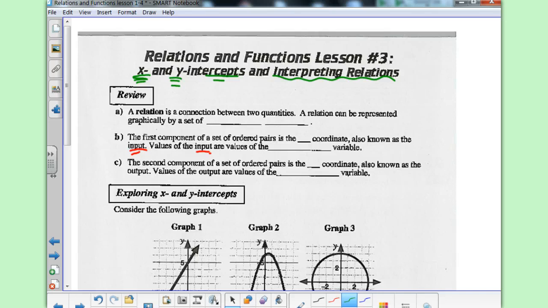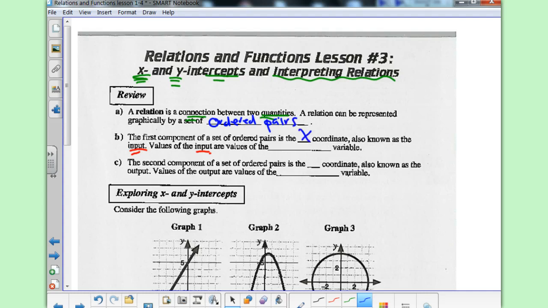Reminder from the last one that a relation is a connection between two quantities. Height versus time, distance versus time, speed versus time. All those are relationships. A relationship can be represented by, in this case, ordered pairs. The first component of a set of ordered pairs is the x-coordinate, also known as the input.